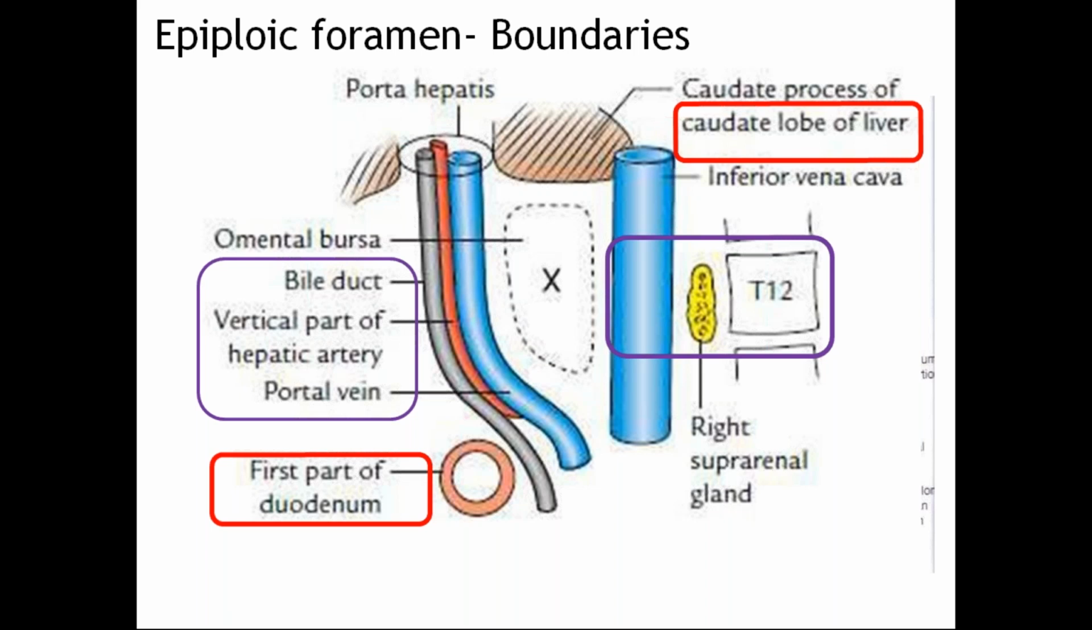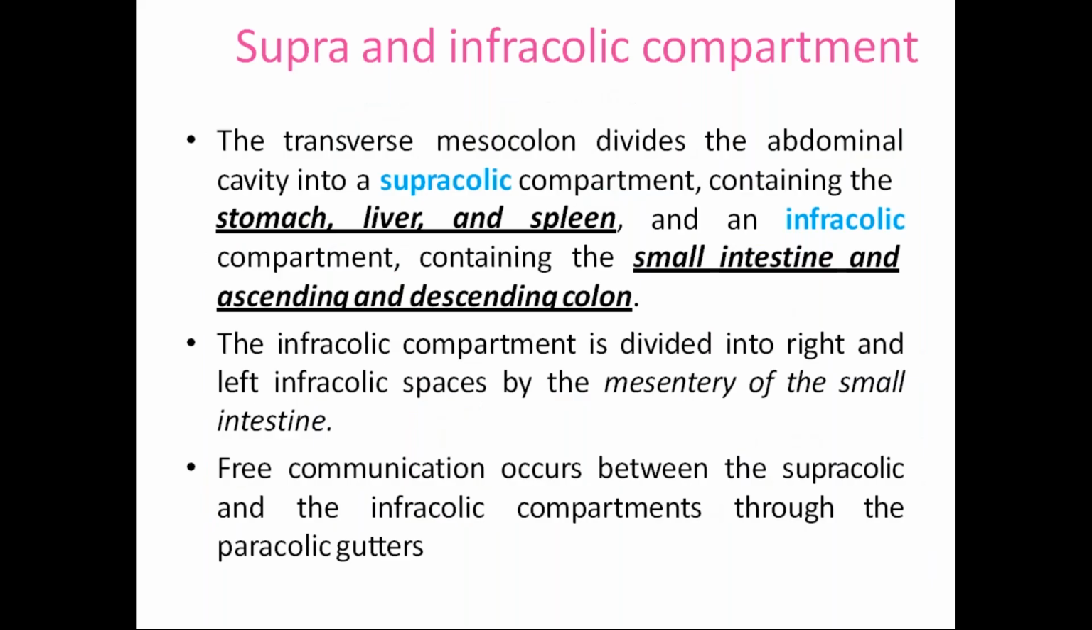Okay, I'll continue with the next slide. We'll go into the greater sac. Now the space other than lesser sac is called greater sac. This greater sac is divided by the transverse mesocolon into supracolic compartment and infracolic compartment. The supracolic compartment consists of stomach, liver, and spleen. Infracolic compartment consists of small intestine, ascending and descending colon.